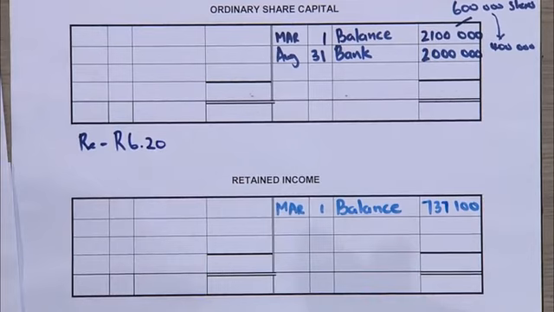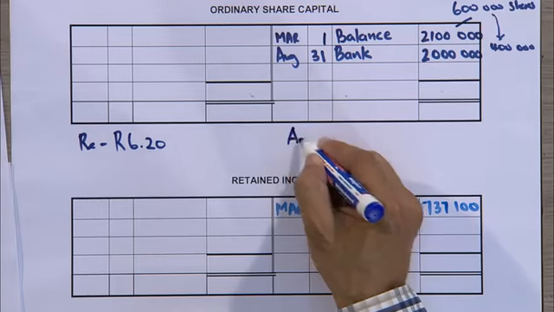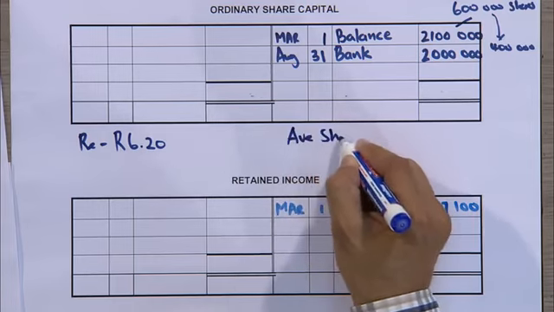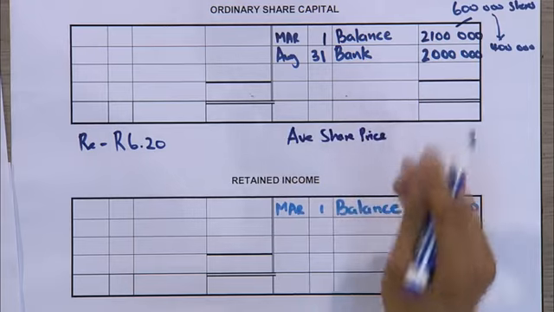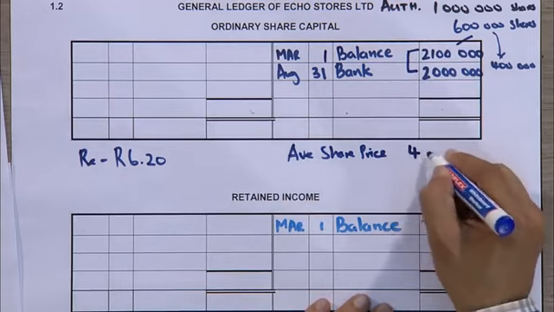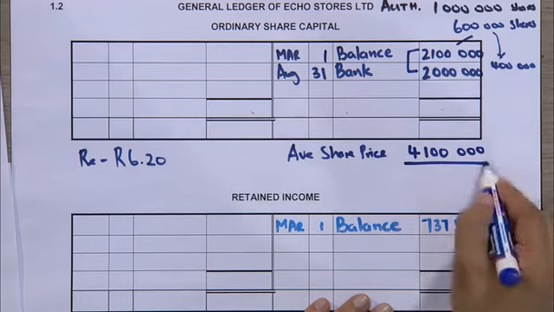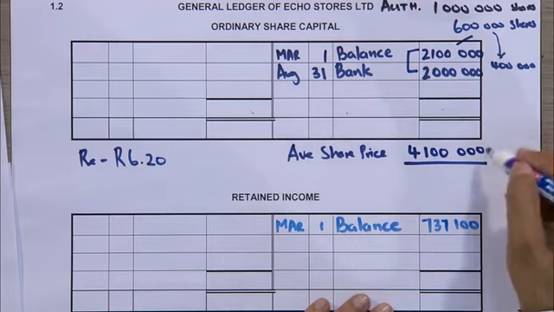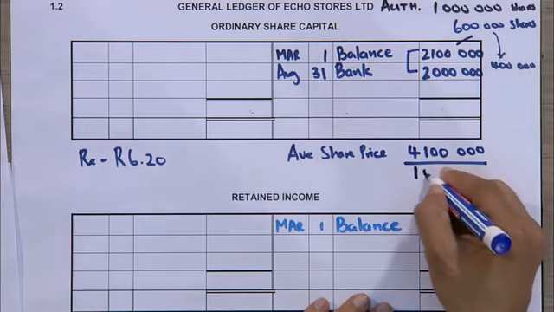Whenever you buy back, you have to establish what is the average share price. Now, in order to get the average, we take the ordinary share capital figure at the moment, which is 4,100,000, divided by the number of shares that 4,100,000 represents, which is the 600,000 plus the 400,000, so that gives you 1 million.